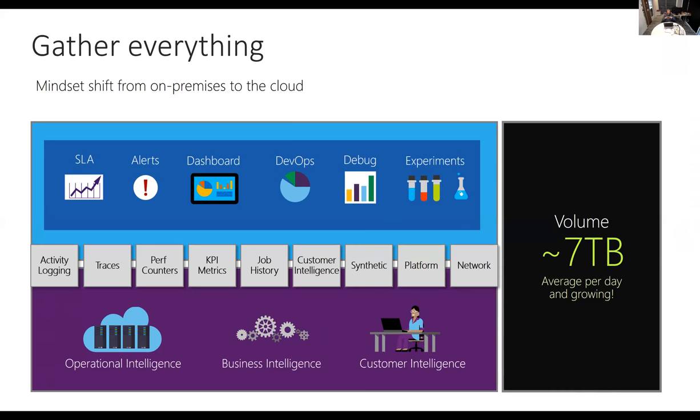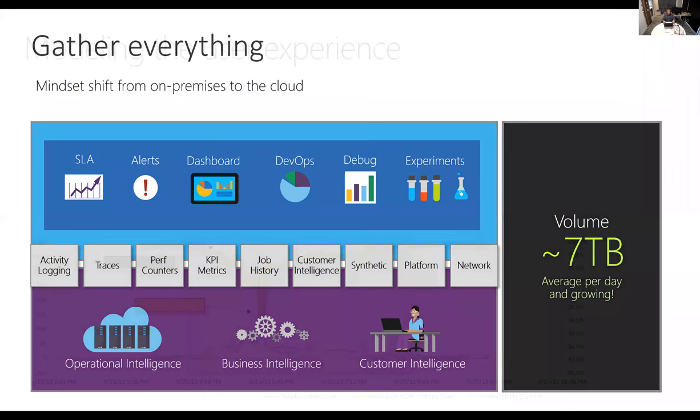One of them is telemetry. You now need tons of telemetry. For my service, we collect about seven terabytes of telemetry a day on VSTS. And it's data about everything that's happening in the system. So if at any point we get an alert, we hear a complaint, we see a problem, we have the data to go figure out what caused it.